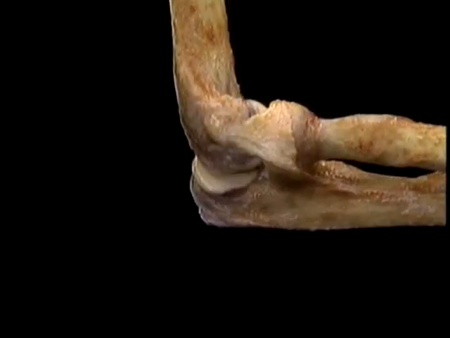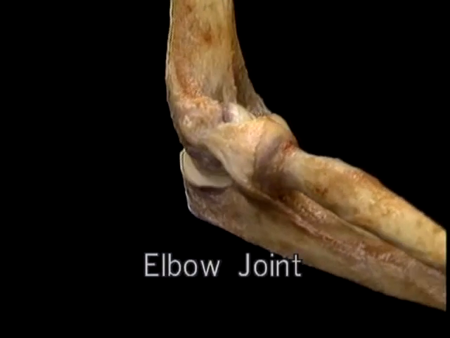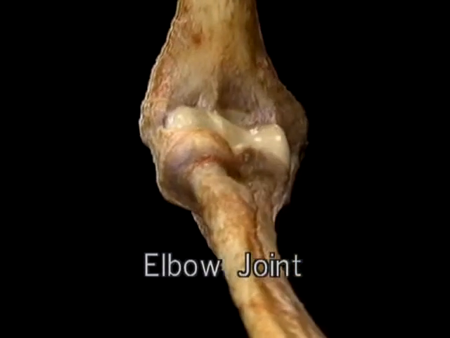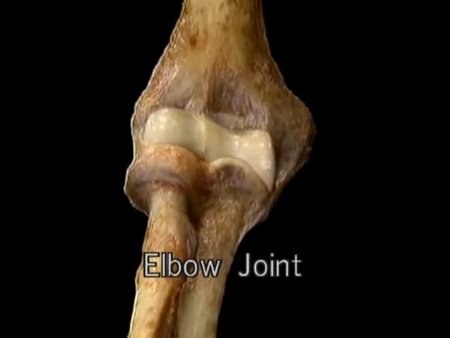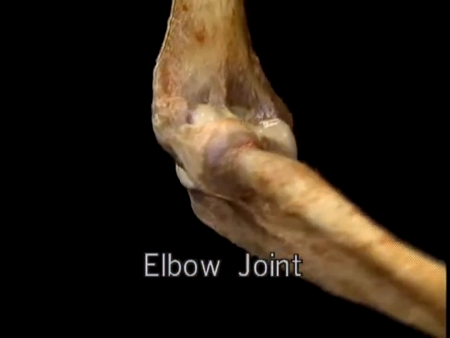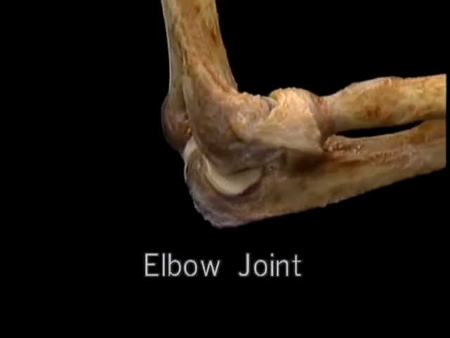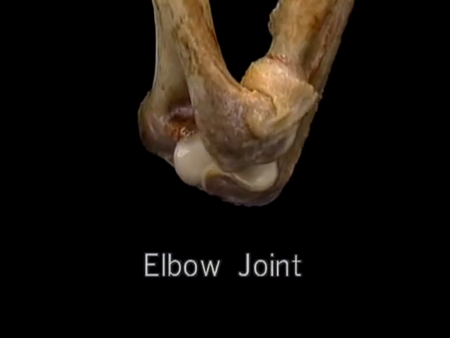Now let's look at this unique joint where two quite different things happen. The humerus articulates with the forearm bones to form the elbow joint, and the forearm bones articulate with each other to form the proximal radio-ulnar joint. Here's the joint with its loose capsule removed and its ligaments intact. Here's the front of the joint in extension, and here's the back of the joint in flexion.